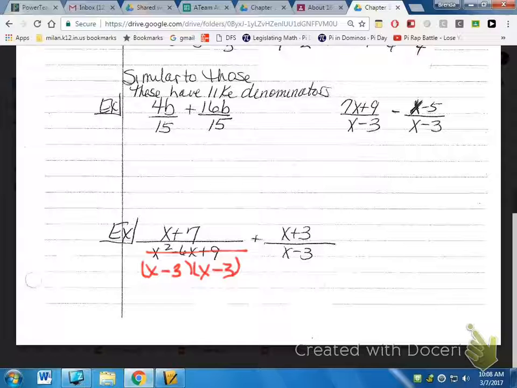Huh? Well, yeah, parentheses, but what else is missing? Megan? Yeah, another whole set of x minus 3. So to make the denominators the same, I'm going to have to do this. Multiply top and bottom by an x minus 3. So if I do that, my rational expression on the right is going to be the same as the one on the left.